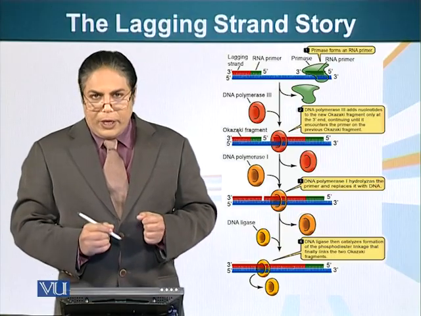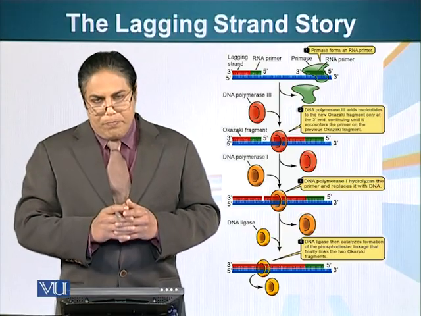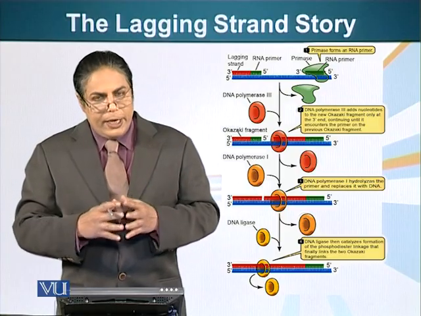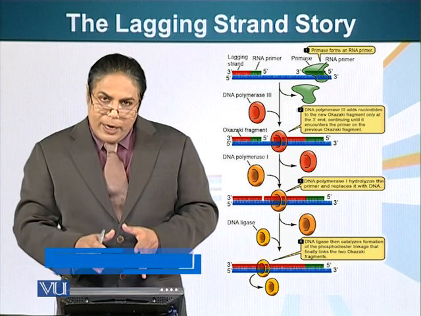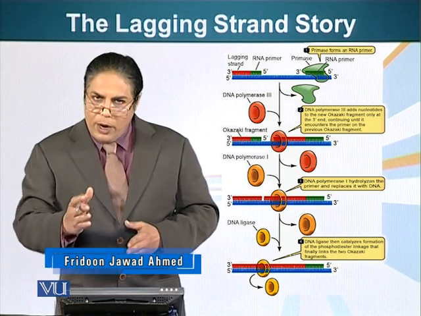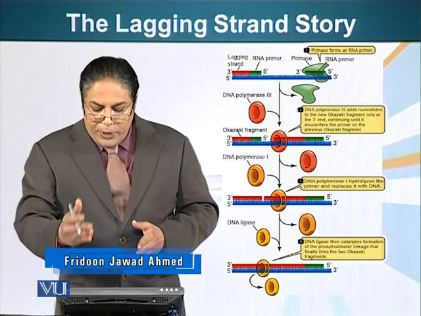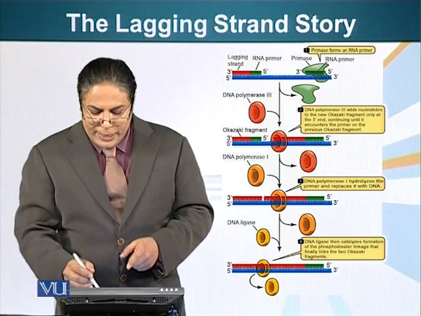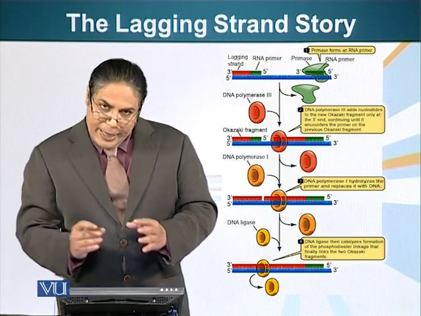So there's another enzyme, DNA polymerase 1. By the way, there are 3 DNA polymerases in E. coli and 14 in eukaryotes. We are looking at the eukaryotic system. So we have 3 DNA polymerases, 1, 2, and 3. DNA polymerase 3 is the one which just synthesized our leading strand, and it has also synthesized the lagging strand.